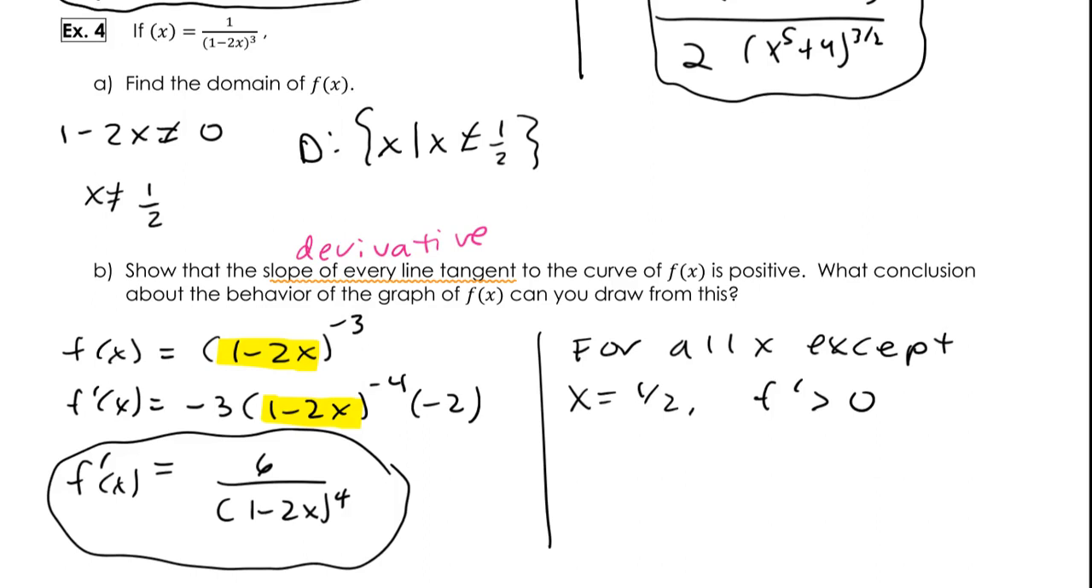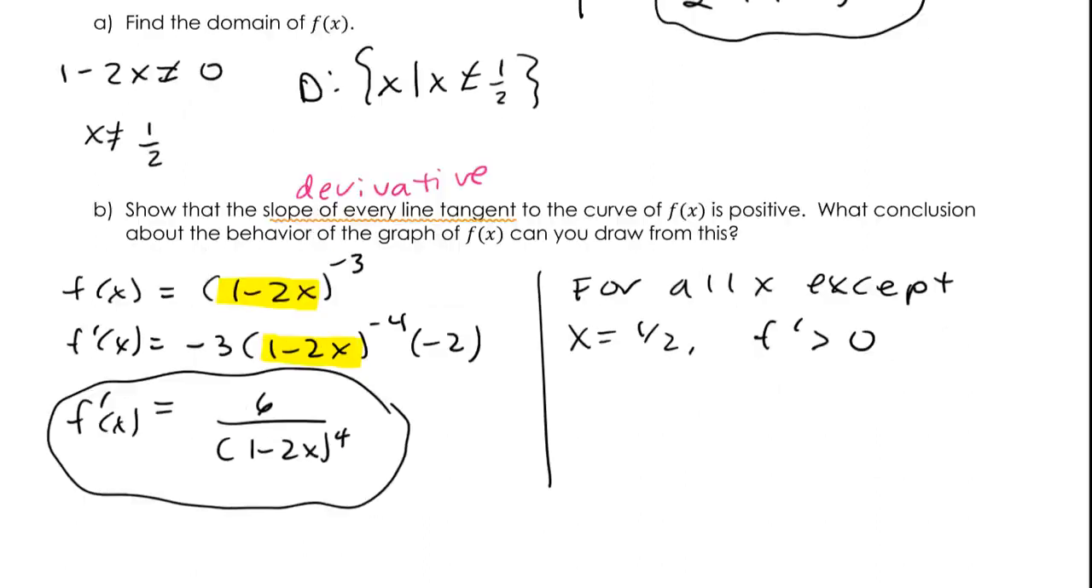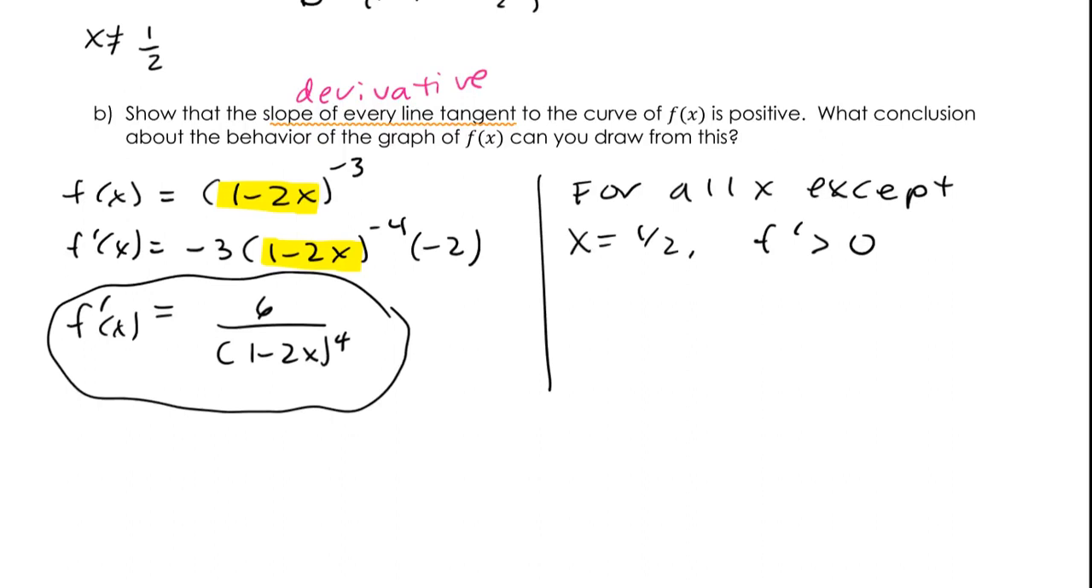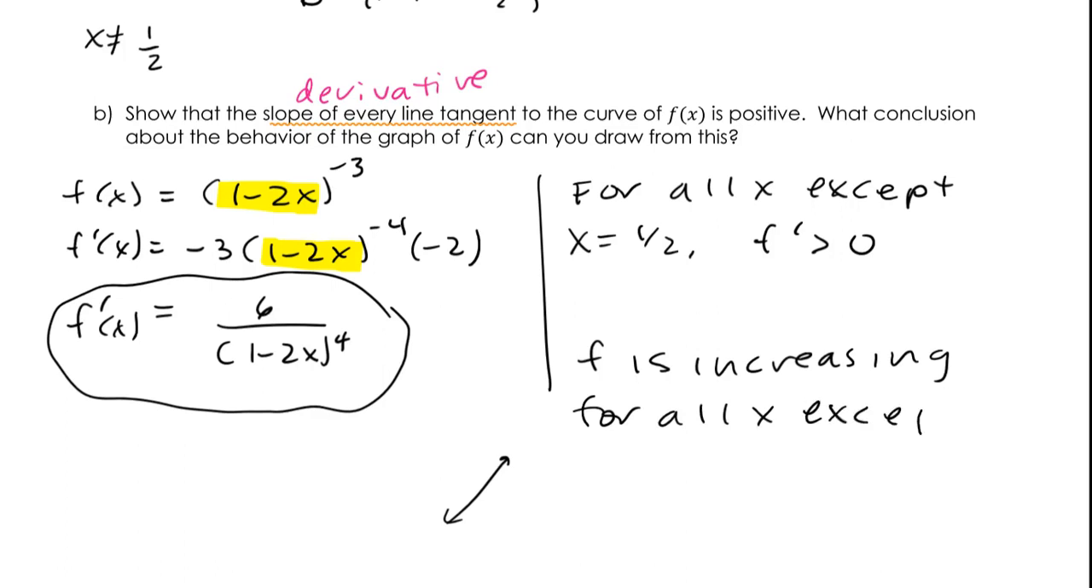Now we have to find a conclusion. Well, what does a positive derivative mean? Think about it, if you have a positive slope, isn't this a line with a positive slope? What is the function doing as you move from left to right? It's increasing. So what could we say here? We could say f is increasing. We're doing this because they asked us to make this extra conclusion. For all x except, do you remember our issue? When x was a half, because that gave us a 0 in the denominator.